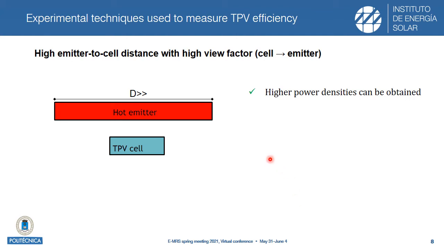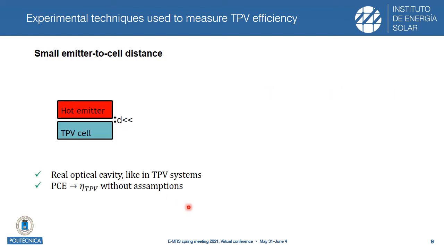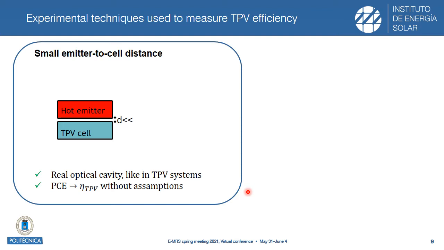In order to increase the power density, we can increase the apparent view factor if we increase the size of the emitter. However, if the emitter and the cell are placed at a high distance, then we don't have an optical cavity because multiple reflections cannot take place. Using a different strategy, where the view factor is increased by approaching the emitter and the cell, we can obtain a real optical cavity, so the TPV efficiency can be measured without assumptions. This is the approach that we will use in our setup.